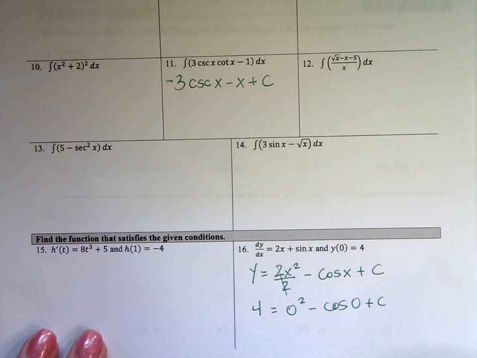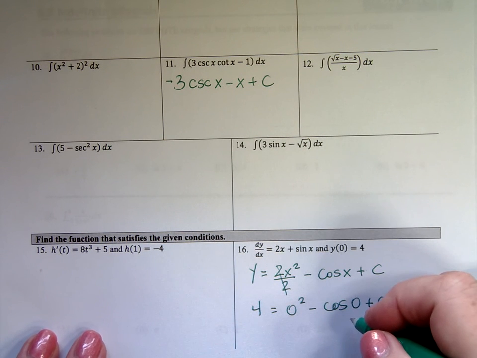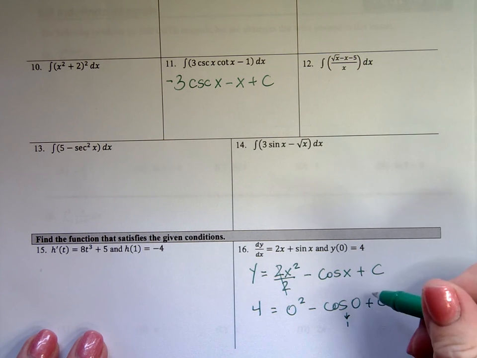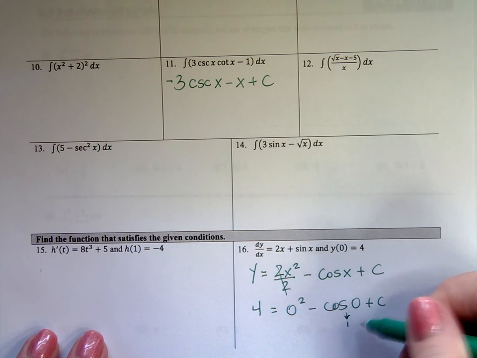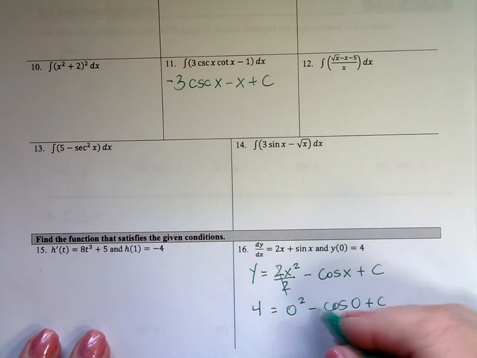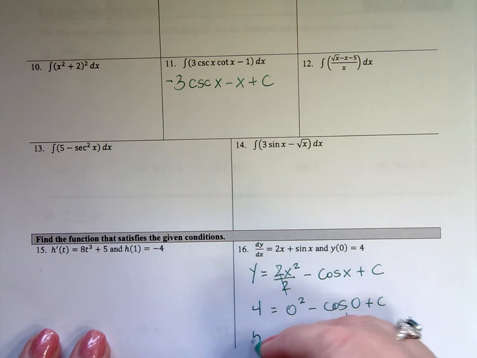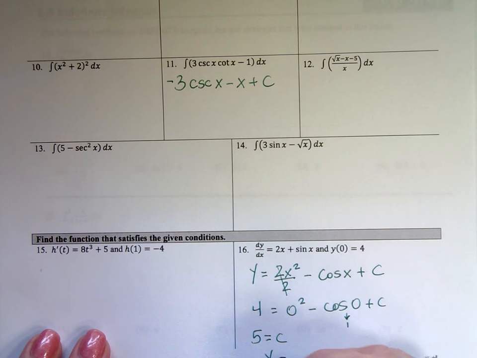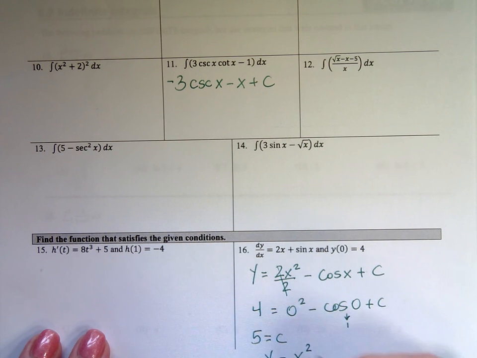Cosine of 0 is the coordinate (1, 0), so this is a 1. So I have 0 minus 1 plus c. Take your negative 1, add it to the other side, I get 5 is my c. And so I know that my function would be y equals x squared minus cosine of x plus 5. There's 16.